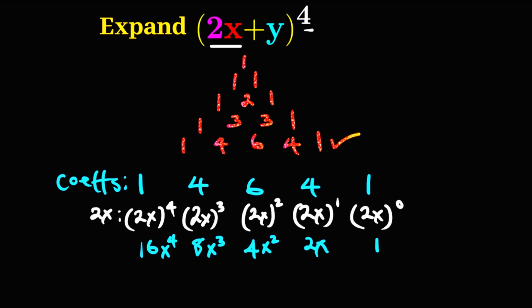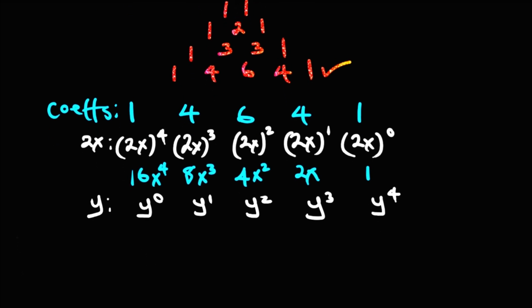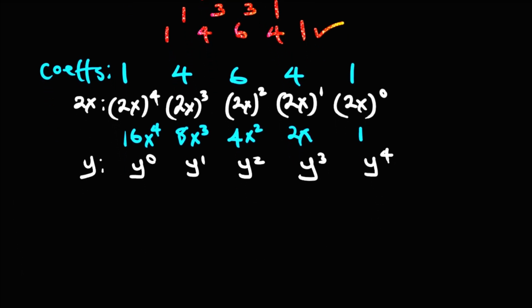The next step is to see how the powers of B change across the expansion. Normally, the powers of B increase from 0 to n. Our B is y. So we have y raised to power 0, y raised to power 1, y raised to power 2, y raised to power 3, and y raised to power 4. The next thing is just to multiply down to see what we get.